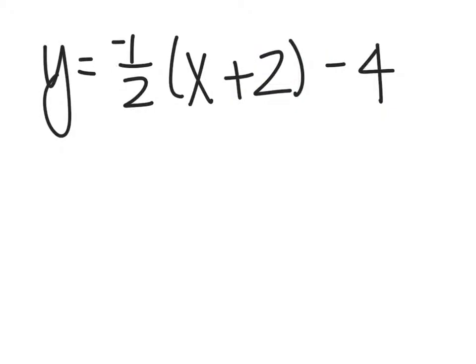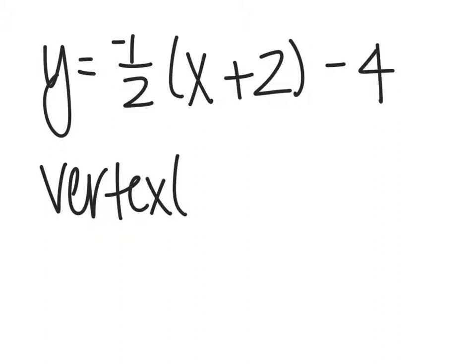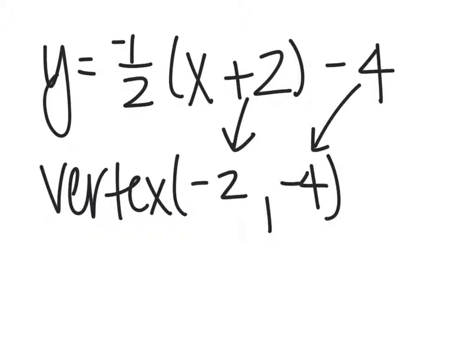So here's another problem for you. We have y equals negative 1/2 times (x plus 2) minus 4. So first of all, we want to identify our vertex. So remember, our vertex is going to come from the ordered pair that's already in the problem. So the positive 2 is going to become negative 2, and the negative 4 is going to stay the same. So my vertex is (negative 2, negative 4).